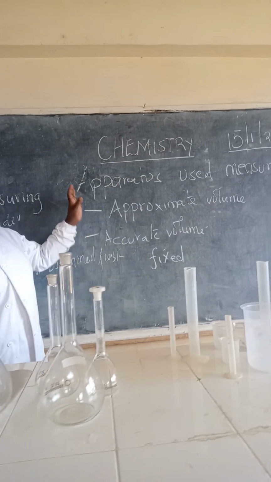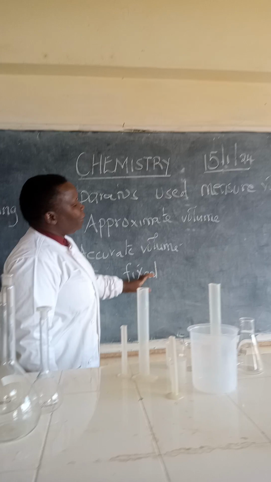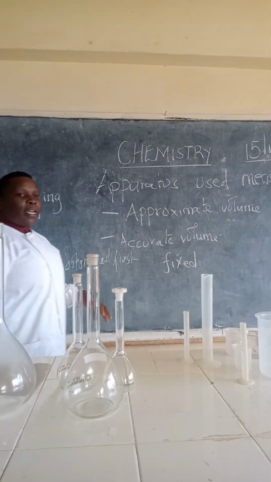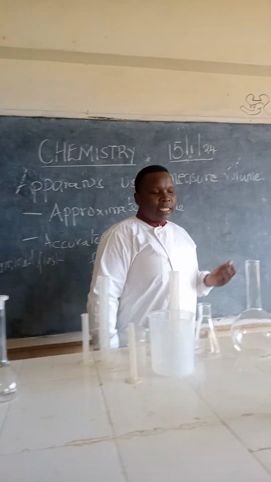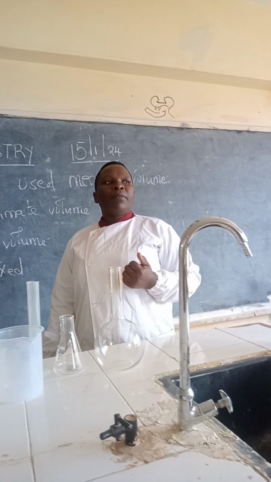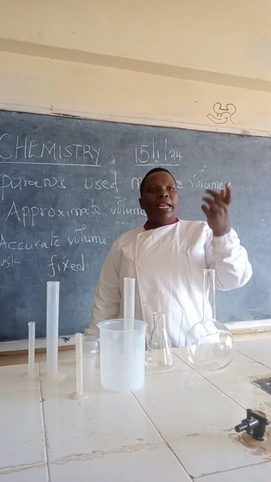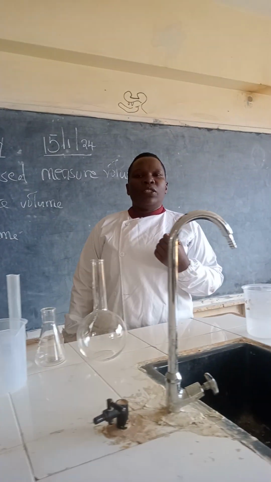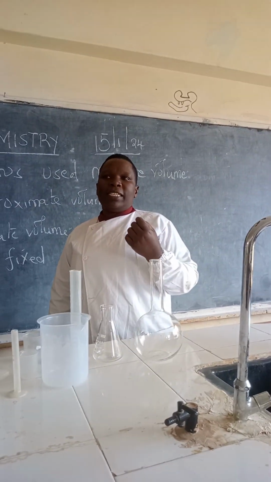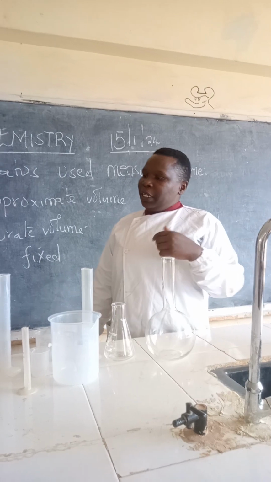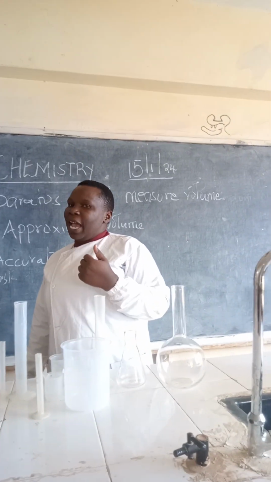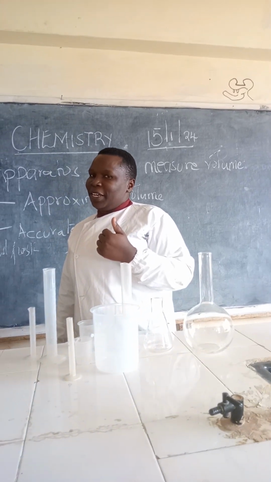Now, in summary, we have mentioned the apparatus used to measure volume, and we have said it can be either approximate or accurate. Now, Silas, can you tell us one of the apparatus used to measure approximate volume? Yes, that is correct. Linda, can you tell us one apparatus that is used to measure fixed volume of solution? Yes, that is correct. In tomorrow's lesson, we shall discuss the apparatus used for measuring heat.